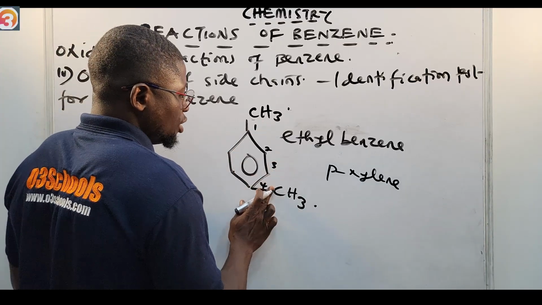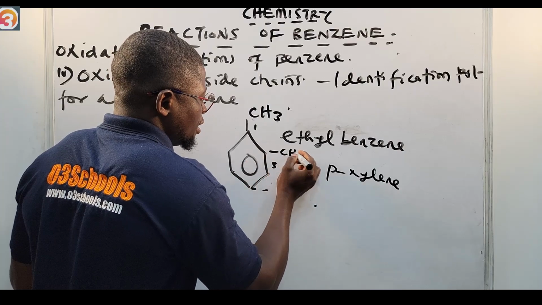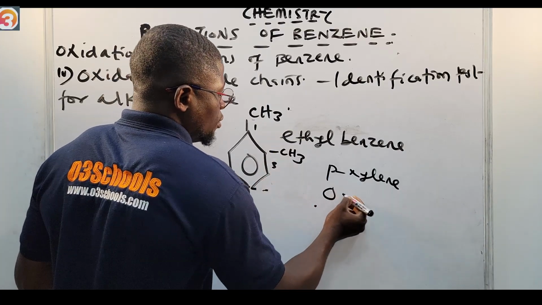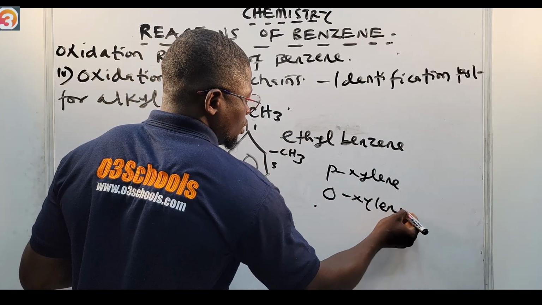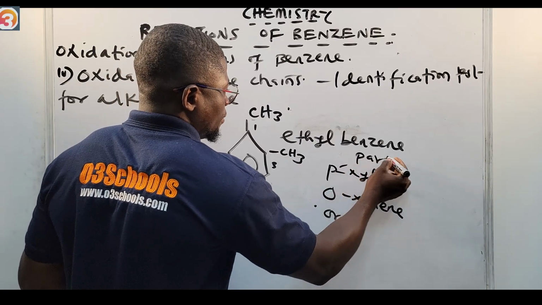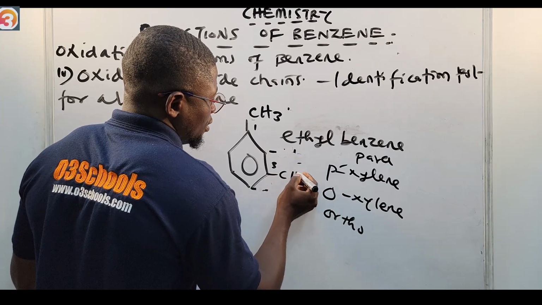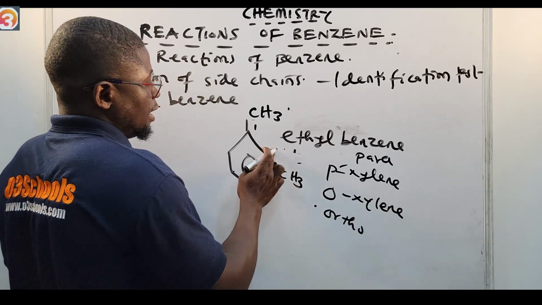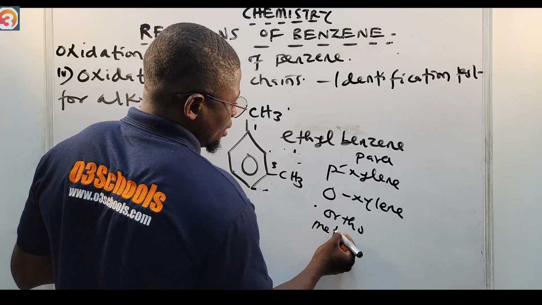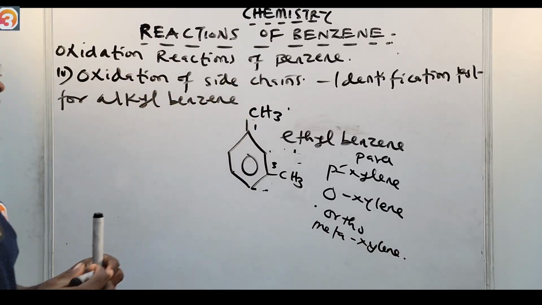If they were in position 1 and 2, for example, let's say this was here, CH3, what do we call this one? O-xylene. That's ortho-xylene, O-R-T-O. This one means para. If they're in position 1 and 3, let's say this was CH3, we'll call this one meta-xylene, and so on and so forth. So it's as easy as ABC.